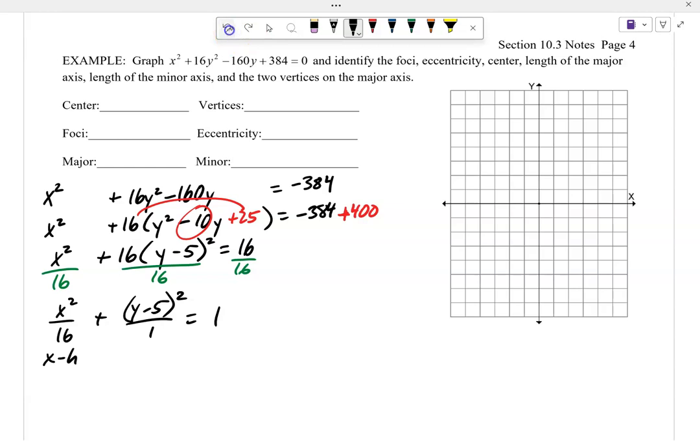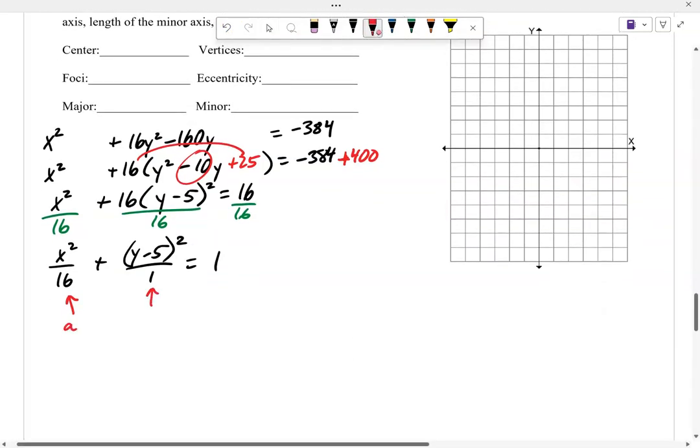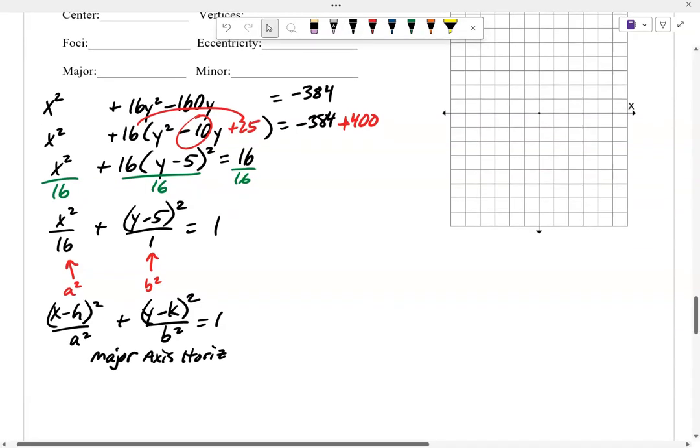Before I write my form here, notice that 16 is bigger than that 1 right there. So that's my a squared. That's my b squared. So I'm going to have the form x minus h squared over a squared plus y minus k squared over b squared equals 1, which means the a squared is under the x squared, then the major axis will be horizontal. So it'll be elongated horizontally, right?